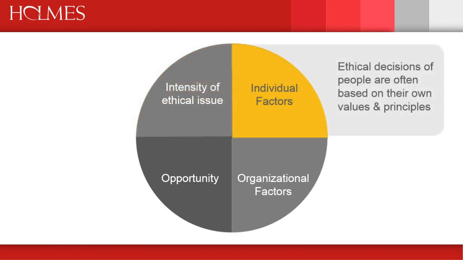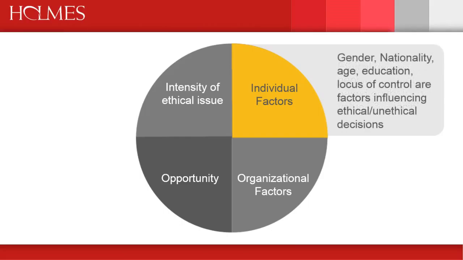People often base their decisions regarding ethical issues on their own values and principles of right and wrong. These are individual factors. These values and principles in individuals are instilled through socialisation and their education. Personal ethical issues in workplaces involve honesty, conflicts of interest, discrimination, and theft of organisational resources. For example, employees may use office equipment for their own personal use. Gender, nationality, age, education and locus of control are other individual factors of ethical decision-making.